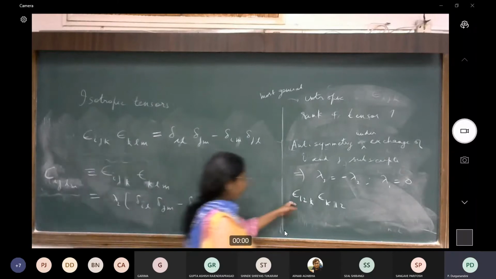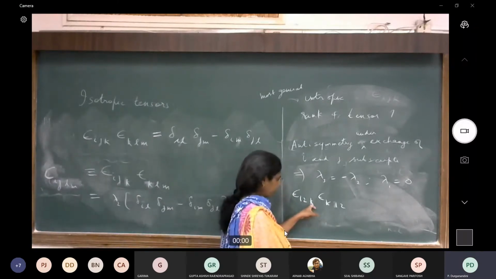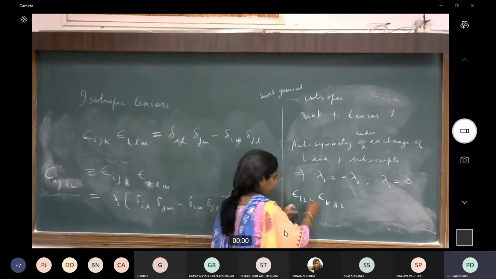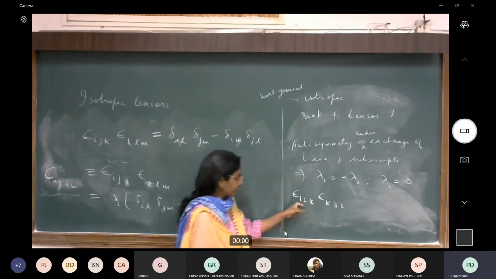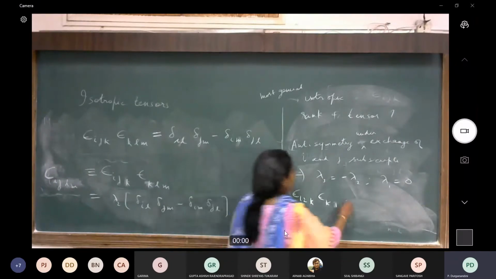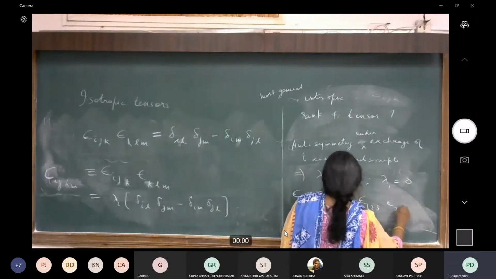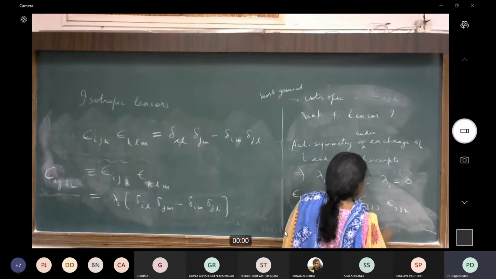So once I put 1, 2 here, then the only option I get for this will be 3. Because I'm summing over k here, but I can't get any other k except 3, which will give me a non-zero answer. So I'll get epsilon 1, 2, 3. So this is going to be epsilon 1, 2, 3 times epsilon 3, 1, 2. You will have other terms, but all these other terms will be 0.